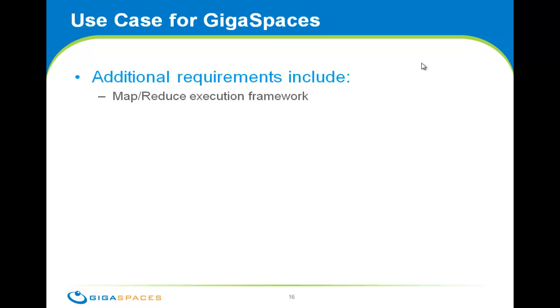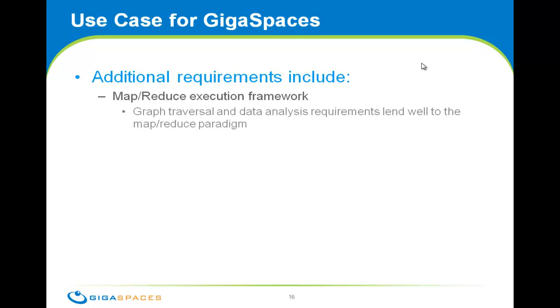Additional requirements include a MapReduce execution framework. The whole social context, how to query the graph, how to aggregate data from the graph, lends really, really well to the MapReduce paradigm. So we wanted an execution framework that allows us to execute fork join jobs on top of the data. Also, we wanted code execution on the data nodes.